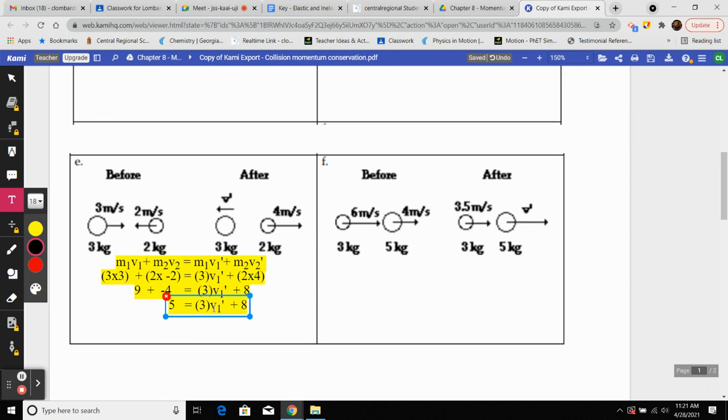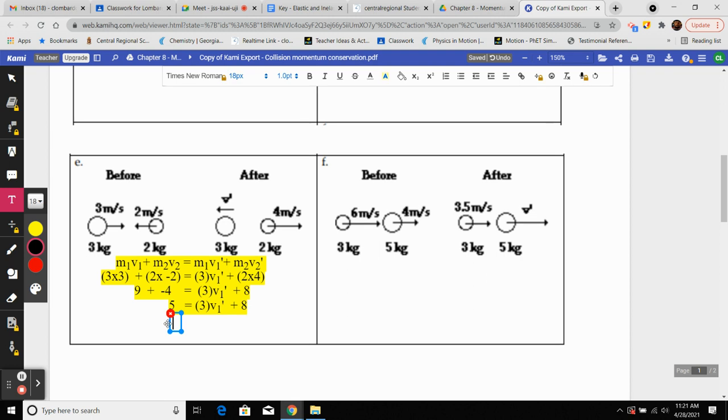How do I get v1 prime by itself? Well, first thing I've got to do is get rid of the 8, so subtract both sides by 8. 5 minus 8 gives me a negative 3. So we have negative 3 is equal to 3v1 prime. And to get v1 prime by itself, divide both sides by 3. And so v1 prime will come out to equal a negative 1 meters per second.